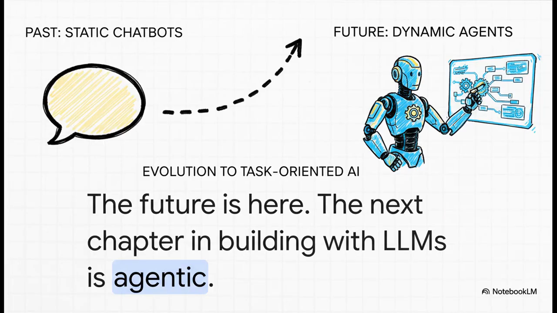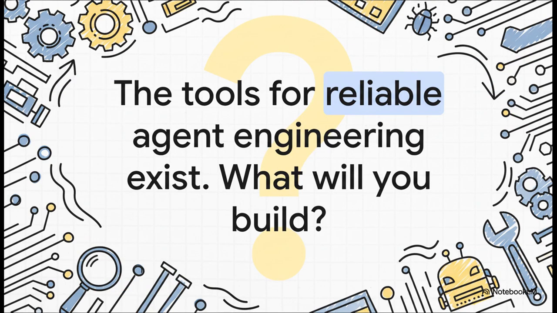So what's the big takeaway here? It's pretty clear. The next chapter in building with LLMs is agentic. We're moving way beyond simple chatbots. The future is all about creating these agents that can actually reason, plan, and take action in the world. So look, the tools for reliable agent engineering actually exist now. For the first time, we have a complete end-to-end toolkit to take an agent from a cool idea all the way to a production-grade system. So really, the only question left is, what are you going to build?